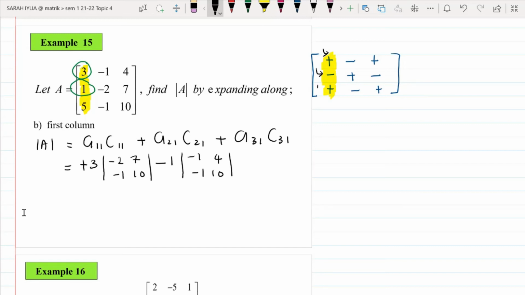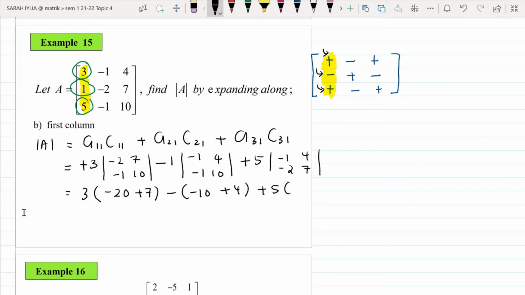And then last one, sign kita plus. So, and then our last entry is 5. So, plus 5. Delete third row, first column. So, -1, 4, -2, 7. After that, simplify using your calculator. Cross multiply everything. So, we will get 3 times with -20 plus 7, minus with negative 10 plus 4, plus with 5 times with negative 7 plus 8. Lepas tu tekan je lah calculator. Kira semua sekali kita akan dapat jawapan negative 28.